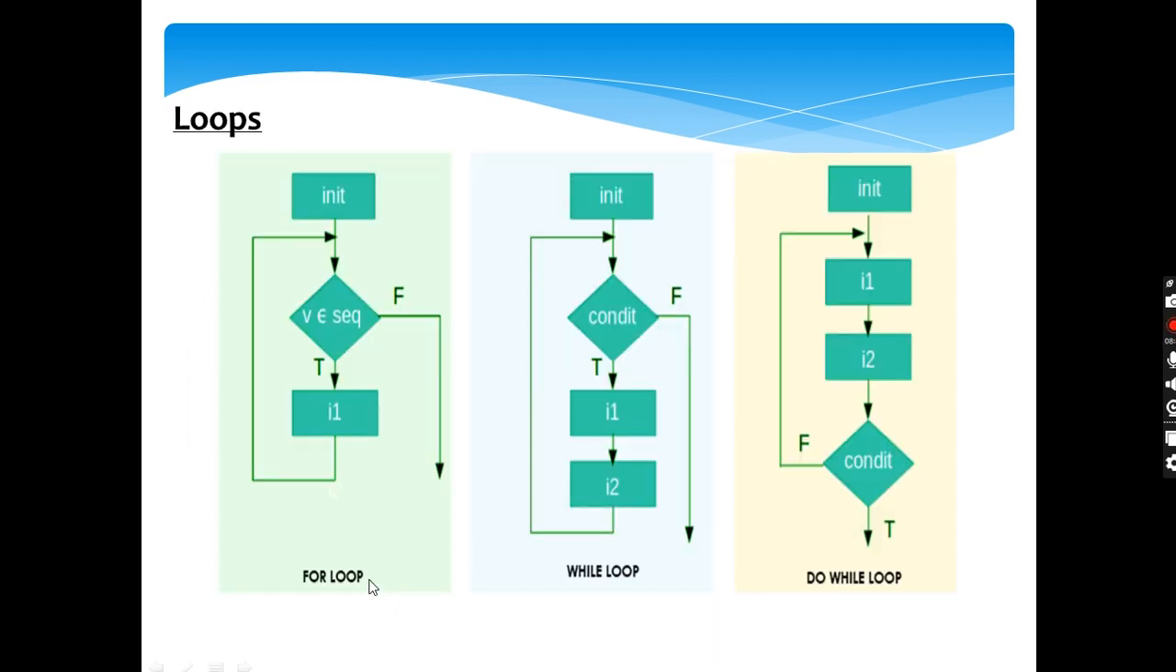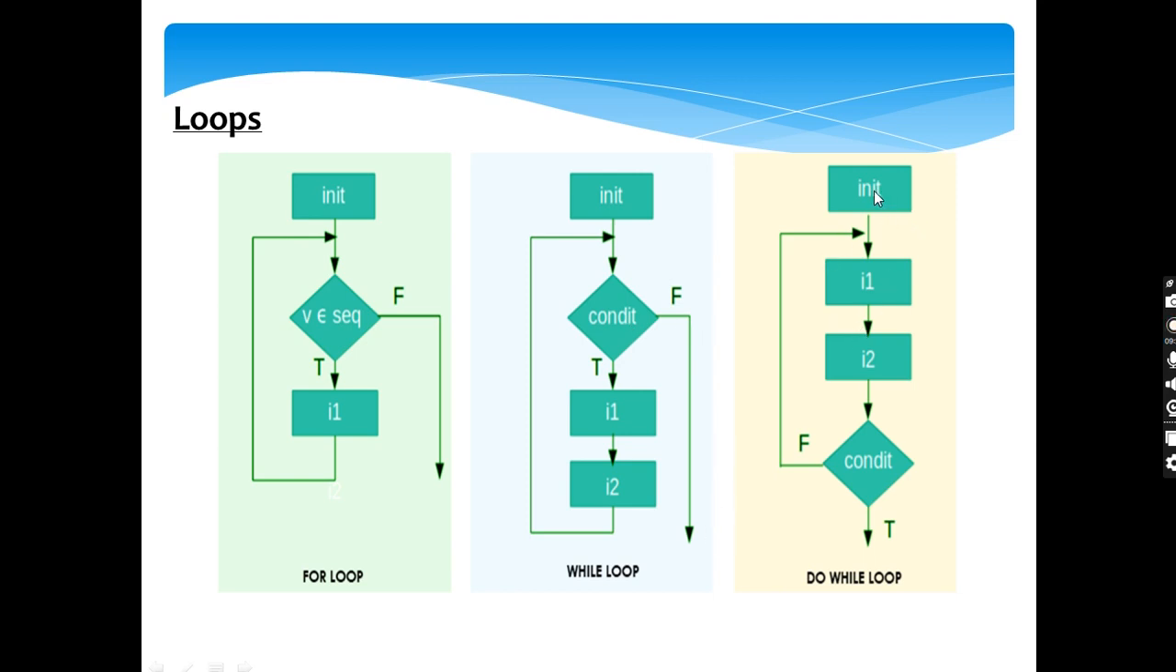Next we have 3 types of loops: for loop, while loop and do while loop. In for loop, first we have initialization. Then if the condition is true, it will go to the next statement, execute it, check the condition and again come back to the loop. If the condition is false, it comes out of the loop.